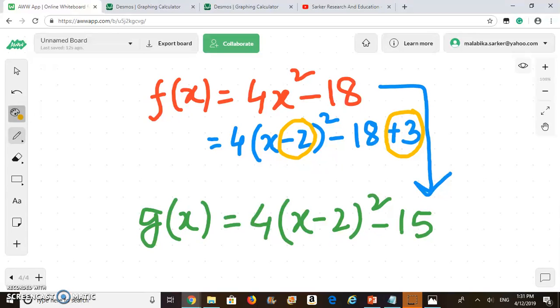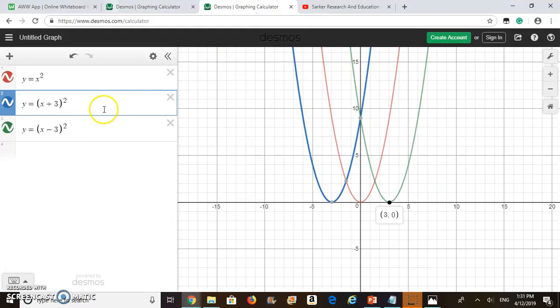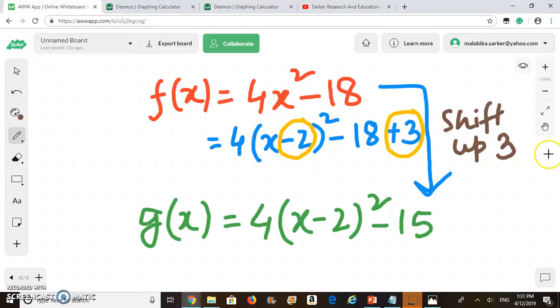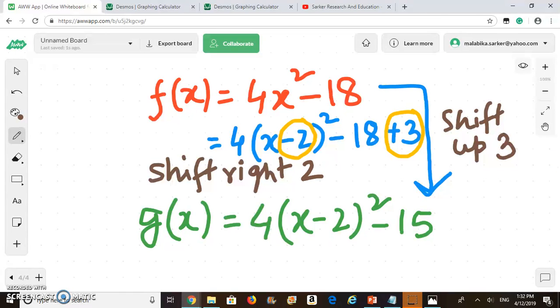So this operation I can write, it is shift up by 3 units. And what is this operation? So it's negative, means I am shifting towards the right. Let me just show you. Negative means I am shifting to the right. So this operation is shift right by how many units? By 2 units. So these are the transformations that have taken place. Shifting right by 2 units and shifting up by 3 units.